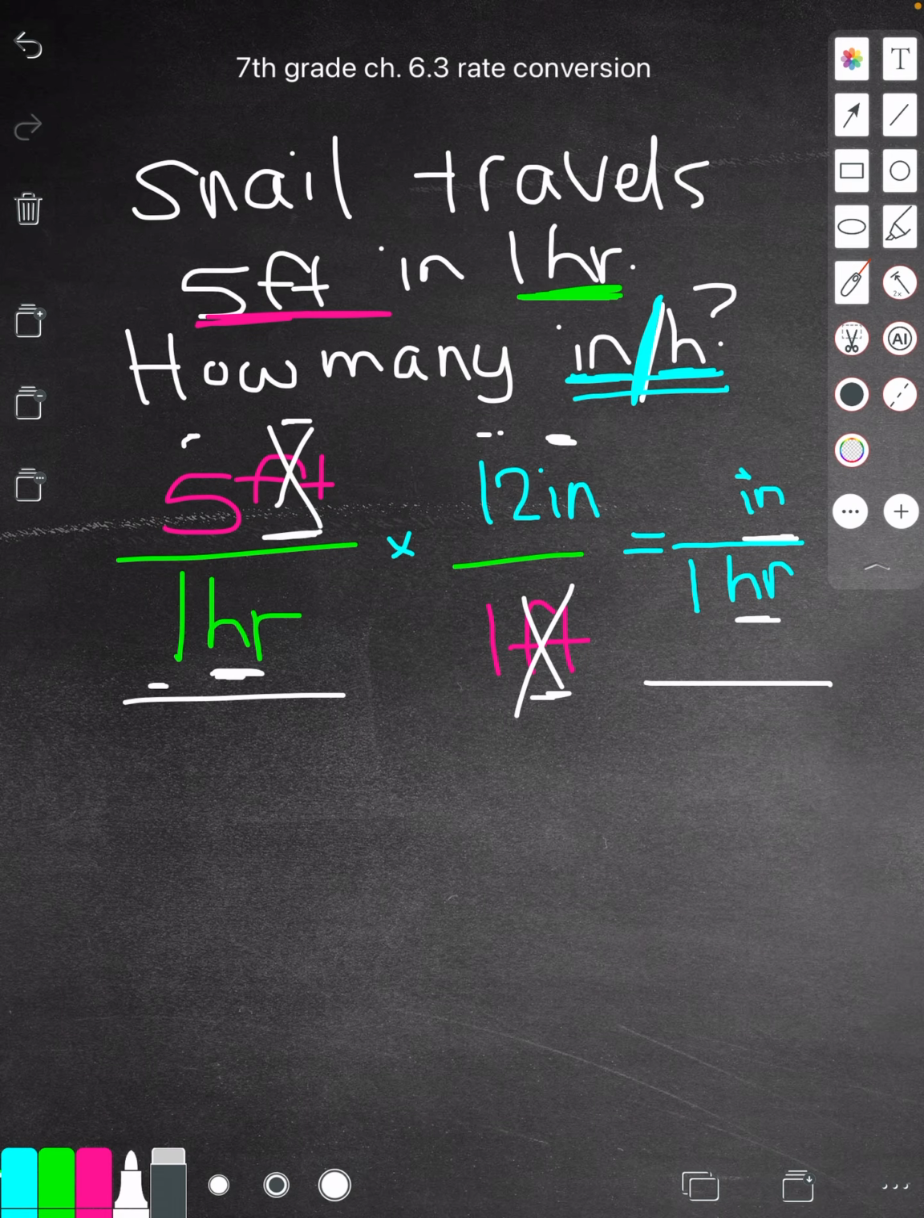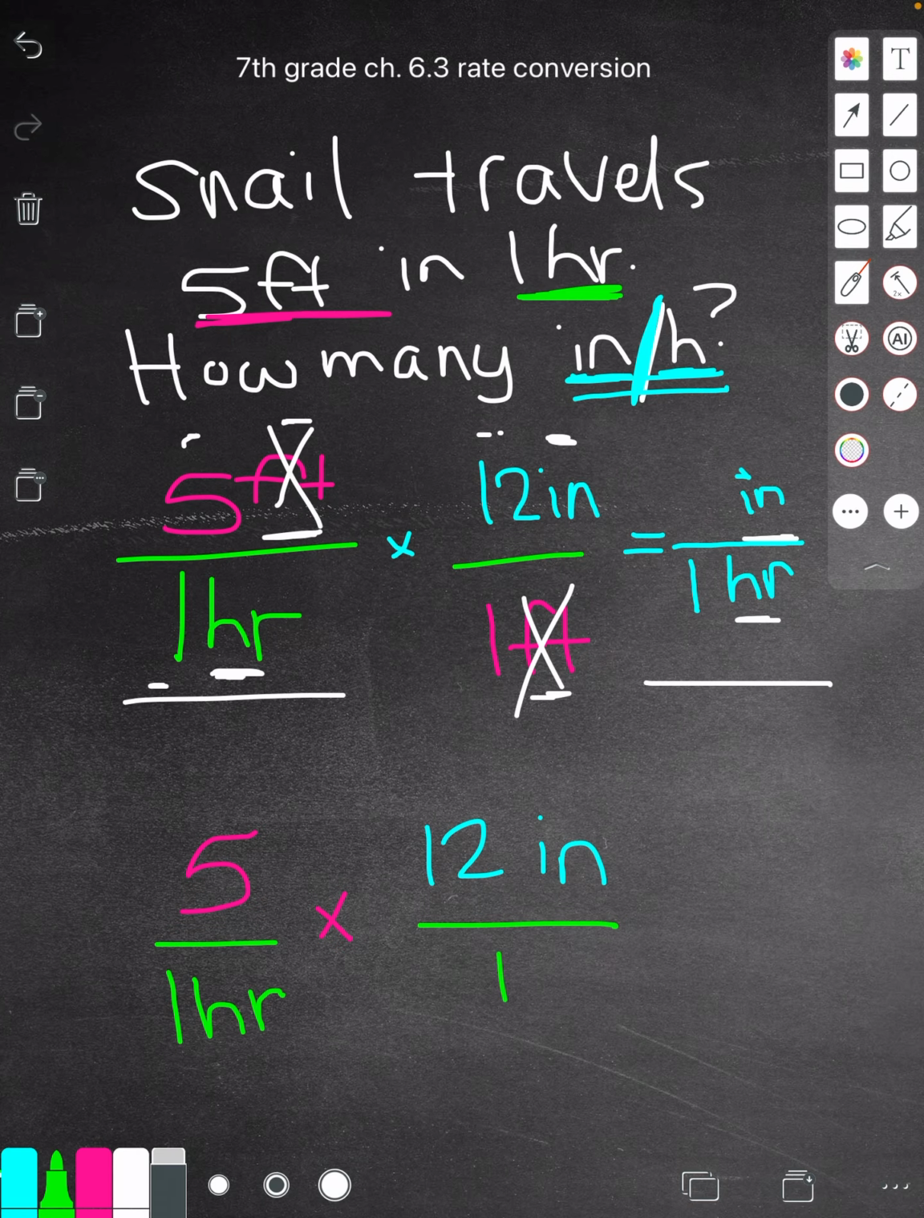I'm going to rewrite our problem. We are left with 5 times 12 inches over one hour times 1. Here we go. Now we can actually solve this. 5 times 12, we're multiplying across. 5 times 12 is going to be 60. The only measurement that's left here is inches.